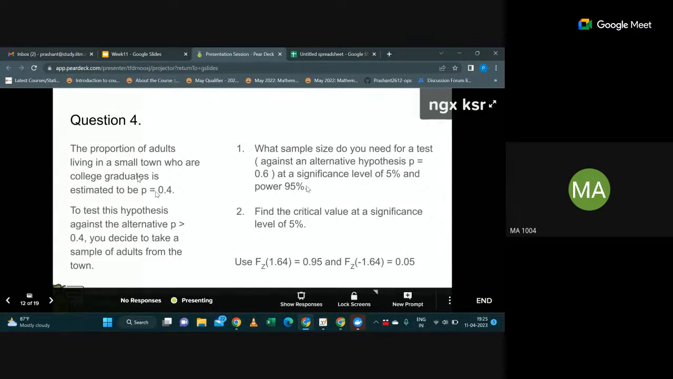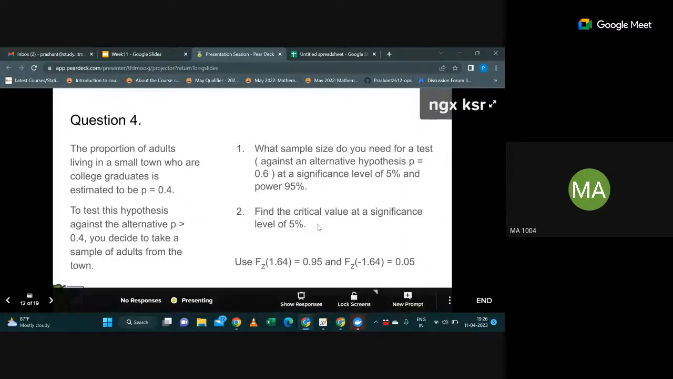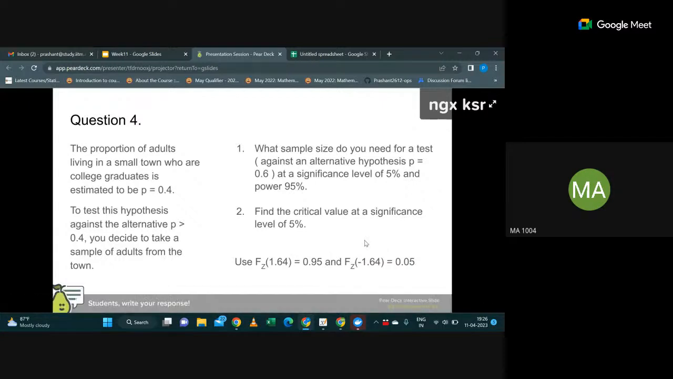To find the sample size we have to equate alpha and 1 minus beta, right? Why is it so, sir? Because we are getting two probabilities. We have to find the alpha value and we have to find the 1 minus beta value. If we equate these two, I will get the sample size, because there is a trade-off between these two.